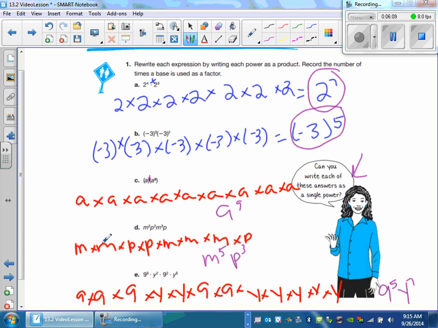On letter D, again, I counted my M's. I have 1, 2, 3, 4, 5 M's and 1, 2, 3 P's. Same thing, you could have looked back at the original, counted it up. 2 plus 3 is 5 for the M's. Anything with no exponent really has a 1, and then the 2 plus 1 would give you 3 for your P's. Last one, letter E, I had 9 to the 5th power and Y to the 7th power.